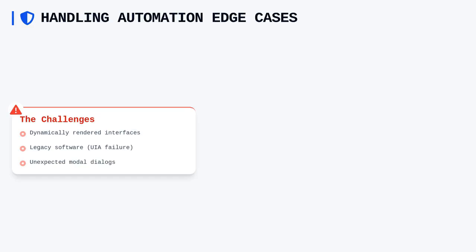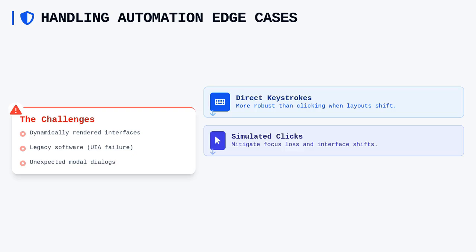We can mitigate many of these issues by using simulated mouse clicks or direct keyboard shortcuts to navigate through the application. Sending keystrokes directly to an active window is often more robust than attempting to click on every single button, especially if the layout is prone to shifting.